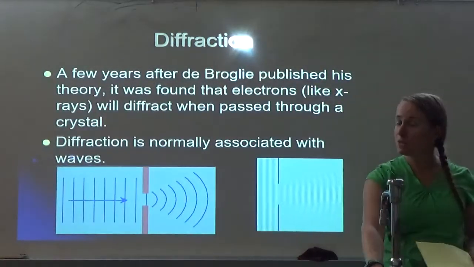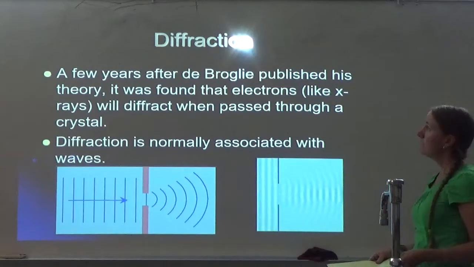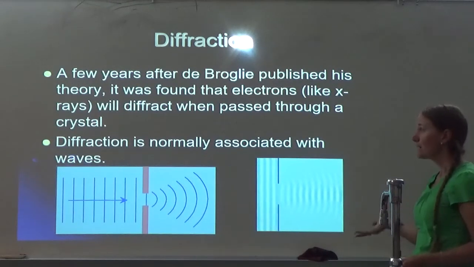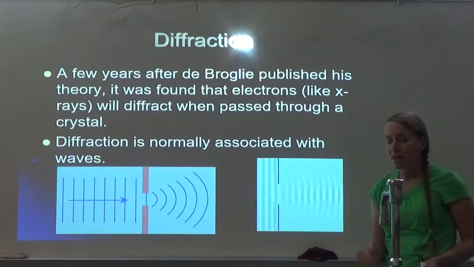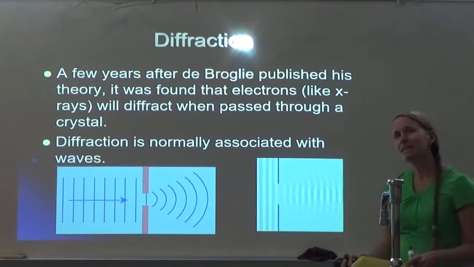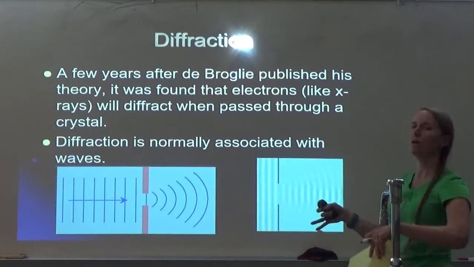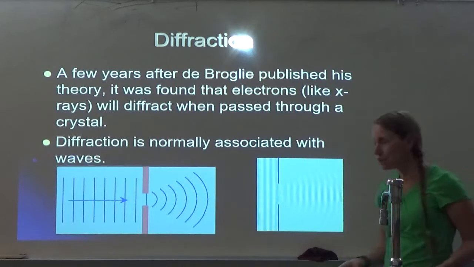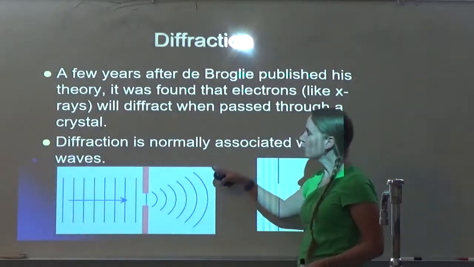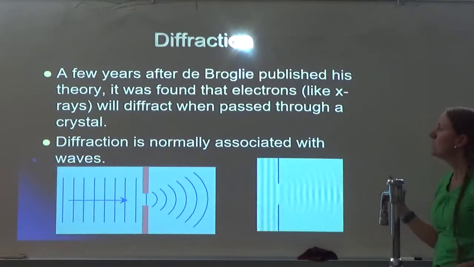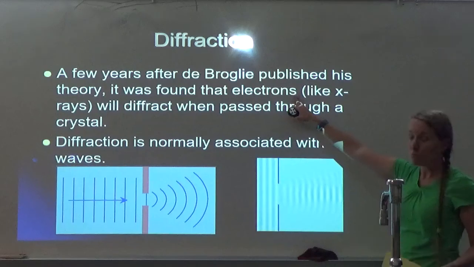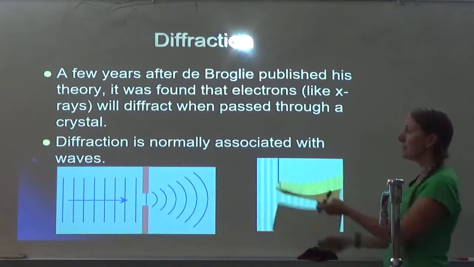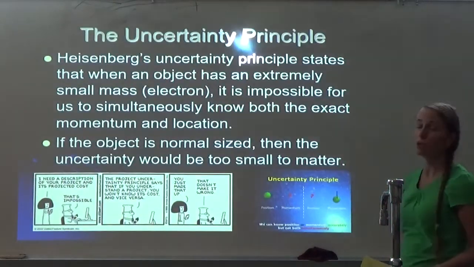All right, so a few years after de Broglie published his theory, it was found that electrons, like X-rays, will diffract when passed through a crystal. Diffraction is normally associated with waves. So again, we're discovering that light kind of behaves like a particle, kind of behaves like a wave, but we're understanding that actual particles sometimes behave like waves too. So diffraction is when something bends through an opening or around a barrier. So they're finding that electrons, which are actual particles, will diffract or bend when they pass through a crystal. And so again, that's a wave behavior, but yet a particle is doing it.